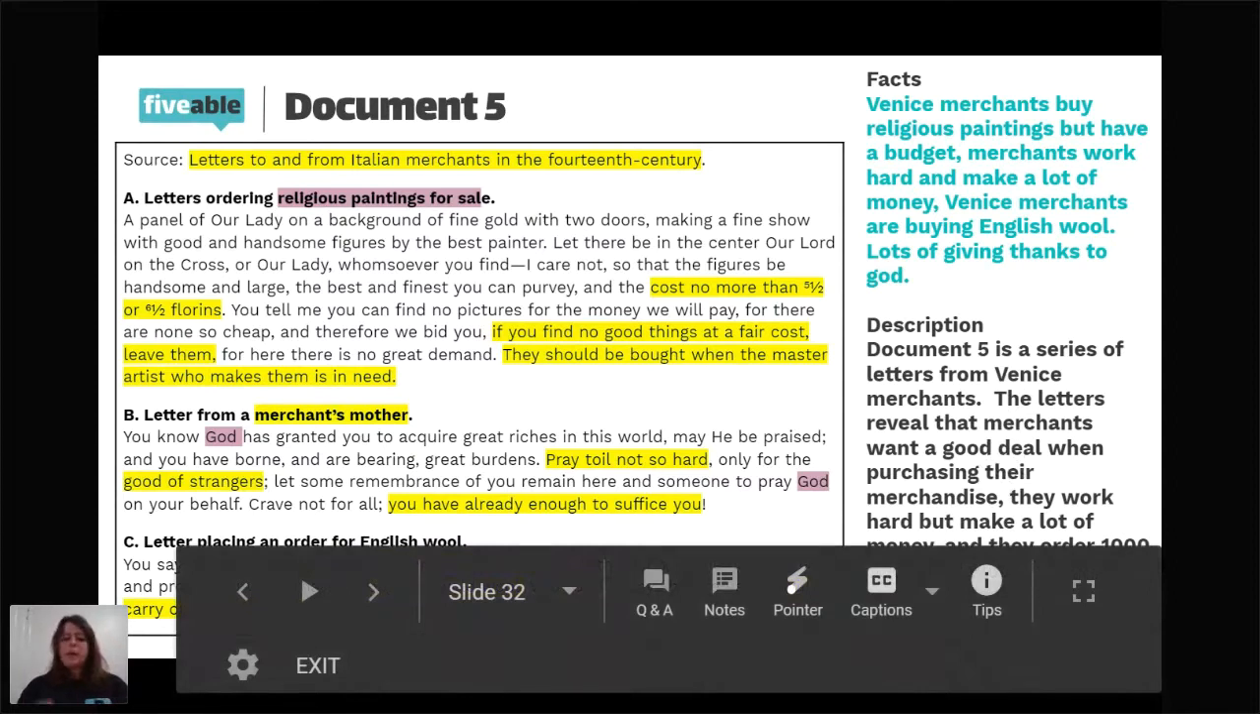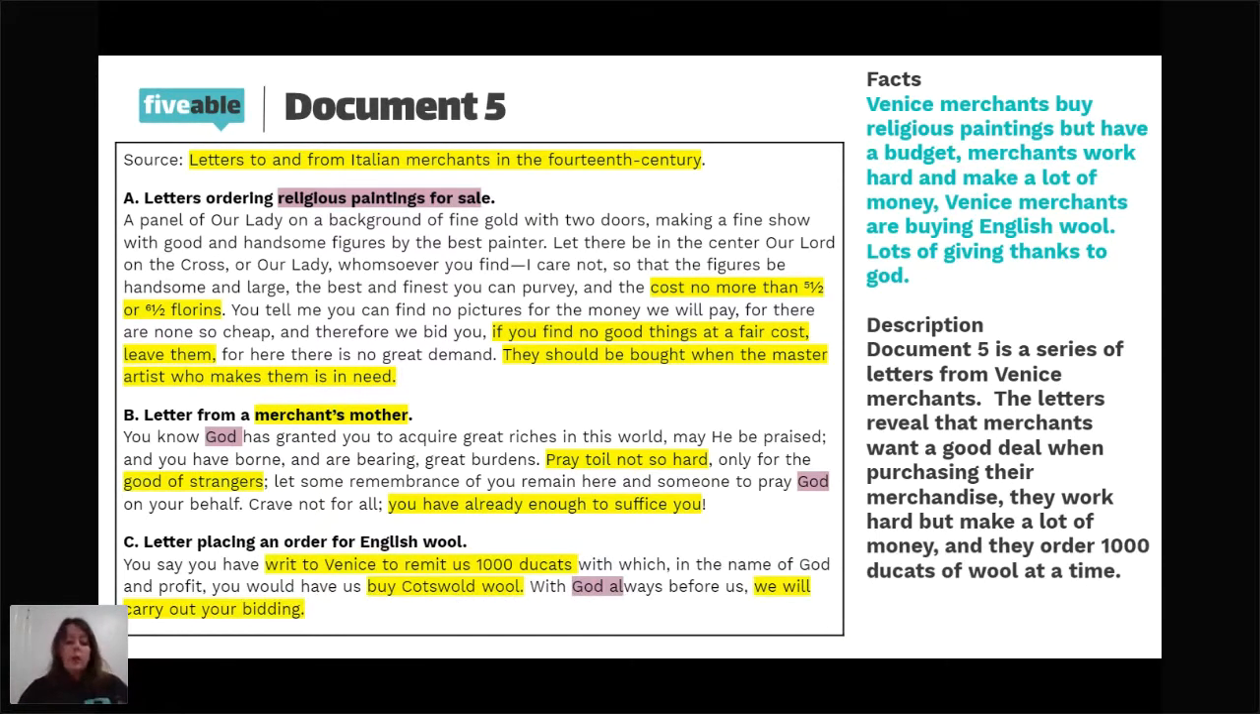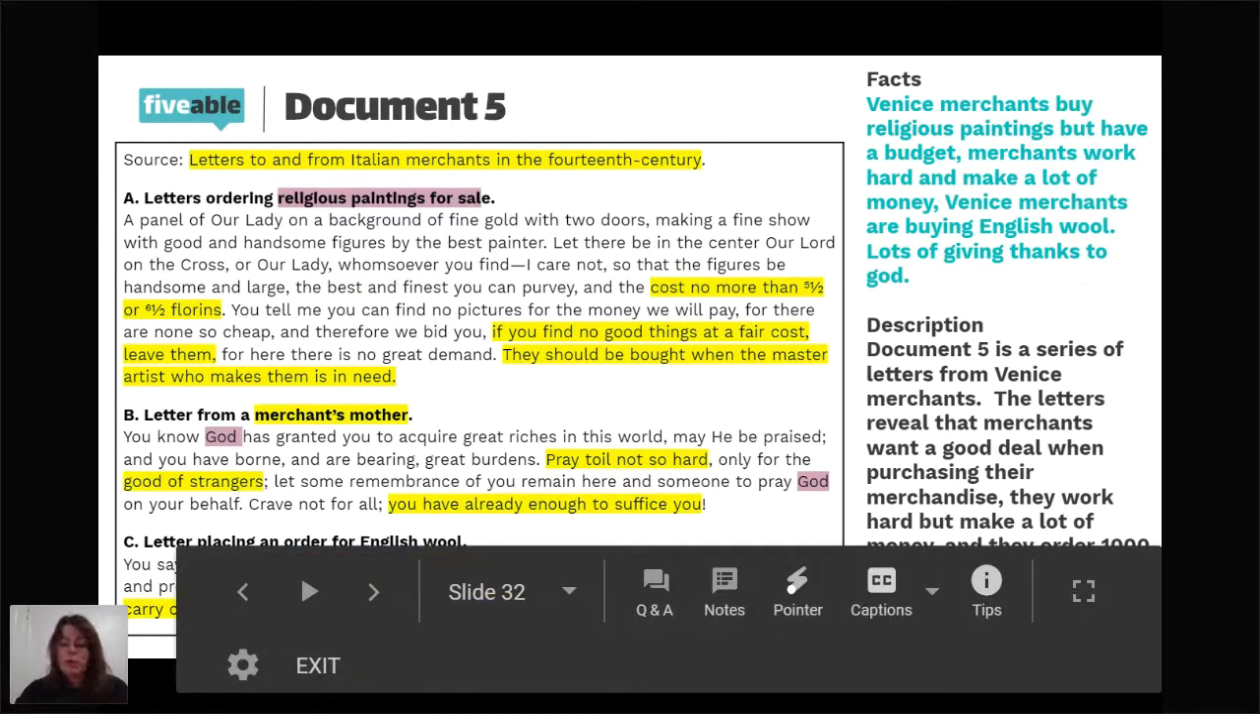It's a series of letters. Merchants want a good price. And you don't have to describe the entire document. You could just do this part. Just trying to buy a religious painting but won't pay too much. You don't have to do all parts.